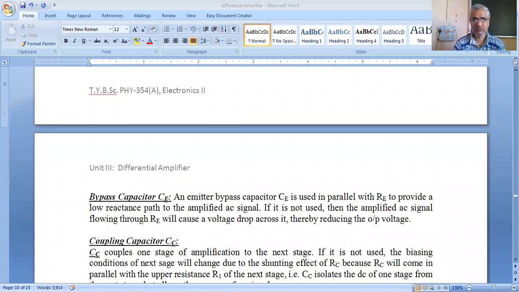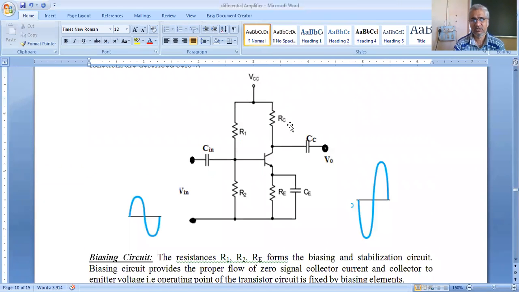So yesterday we have seen this circuit. This is the common emitter amplifier. This resistance R1, R2 and RE, these are used for biasing purpose.